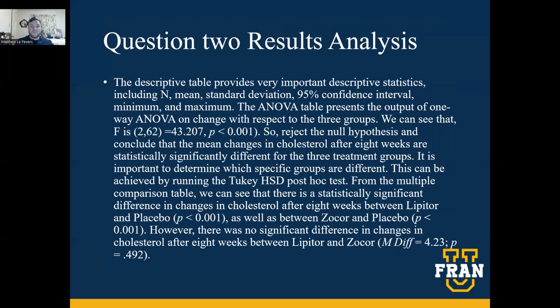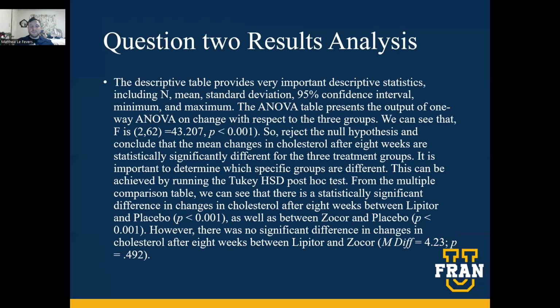Question 2, results analysis. The descriptive tables provide very important descriptive statistics, including the mean, standard deviation, 95% confidence interval, minimum, and maximum. The ANOVA table presents the output of the one-way ANOVA on change with respect to the 3 groups. We can see that F(2, 62) equals 43.207, and p was less than 0.001. So we reject the null hypothesis and conclude that the mean changes in cholesterol after 8 weeks are statistically significantly different among the 3 treatment groups.